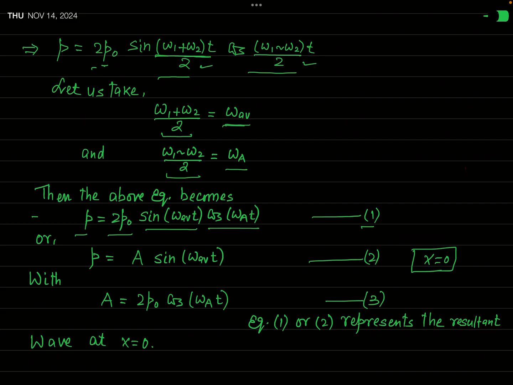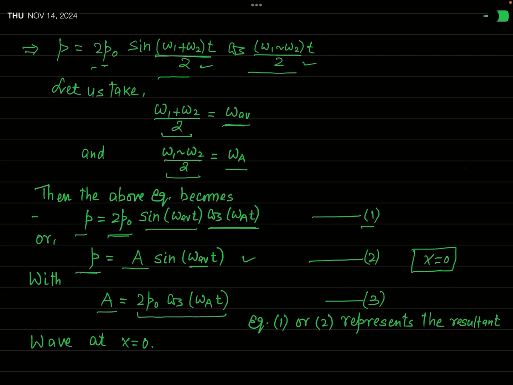Now here, 2P naught times cosine of omega A t is replaced by A. I have assumed A is equal to this much. In fact, this A, which is equal to 2P naught times cosine of omega A into t, is called the amplitude of the resultant wave. So this equation 2, that is P equal to A times sine omega AV into t, also represents the equation of the resultant wave. The resultant wave has a frequency which is the average of the individual superposing waves.